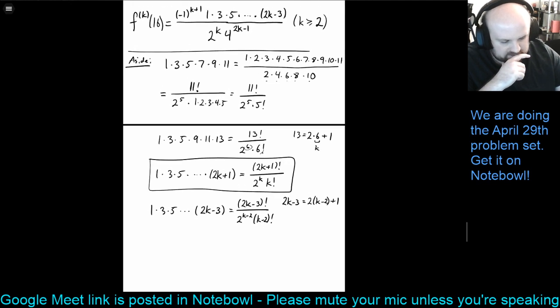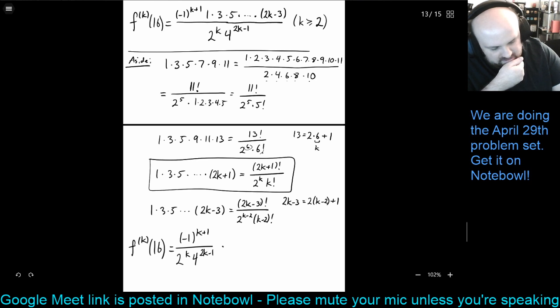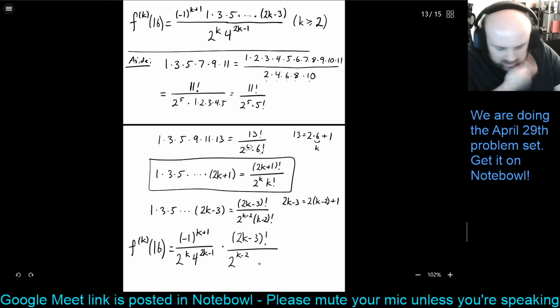So that means what we get down here, or sorry, that means our f^(k) of 16, we have negative 1 to the k plus 1 over 2 to the k, 4 to the 2k minus 1, but then times this stuff, 2k minus 3 factorial over 2 to the k minus 2, k minus 2 factorial.